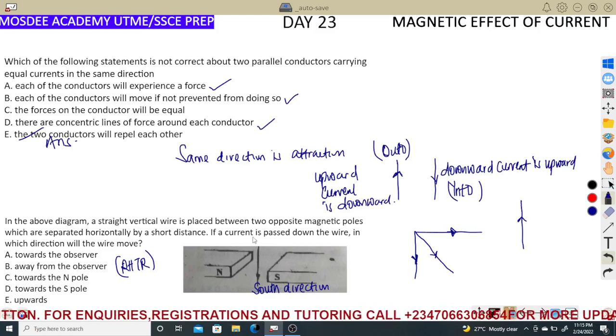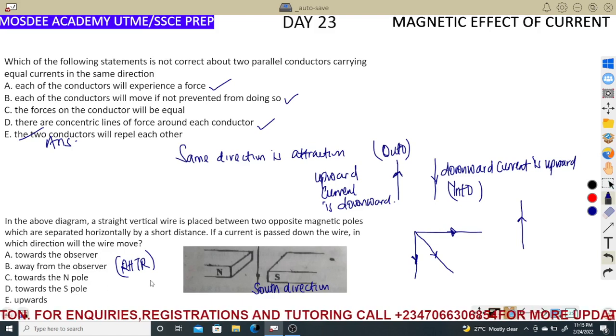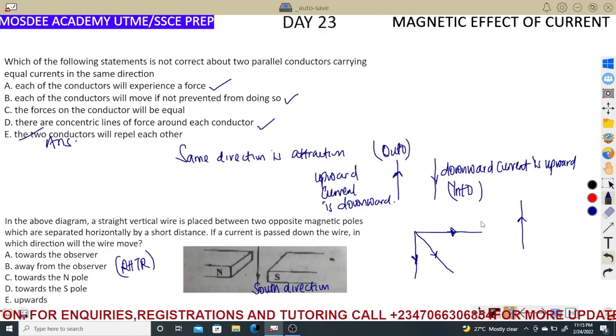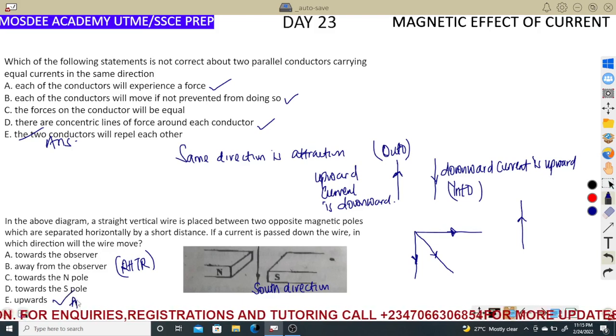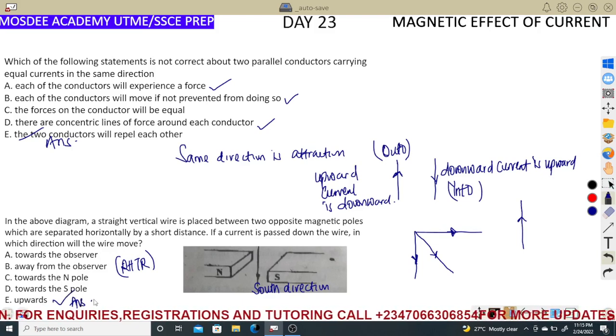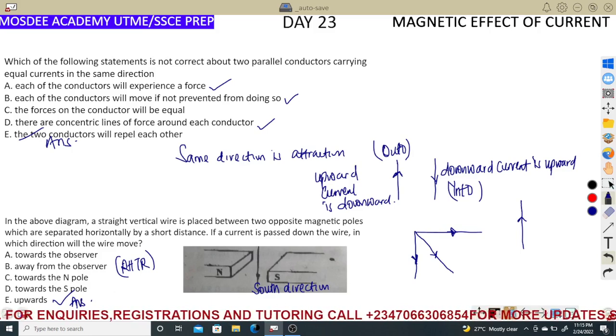So in this kind of question, if the current is passed downward, which direction will the wire move? The wire will move in the direction of the field: downward current is upward field. So the answer is upward. Very simple. Please don't fall victim to picking wrong answers in this type of question. The next one.